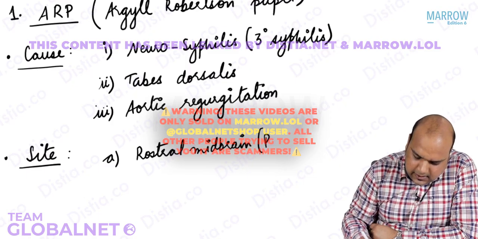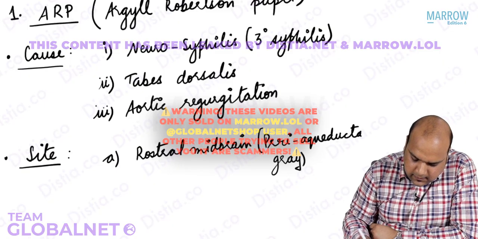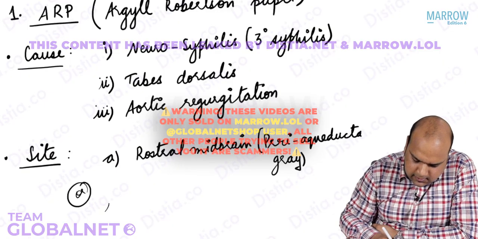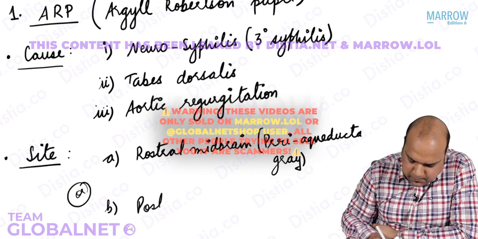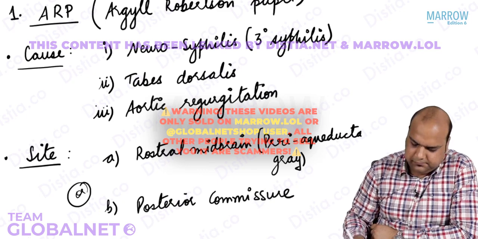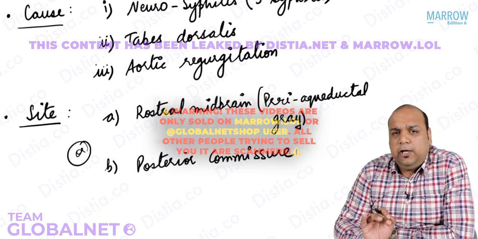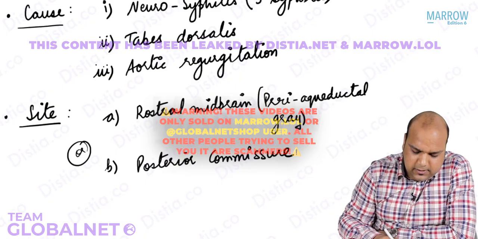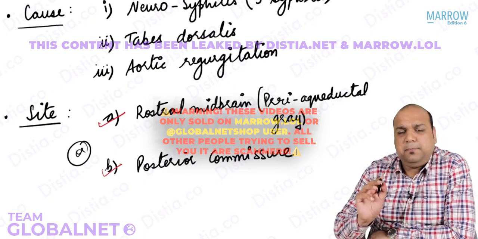In the area which we call as periaqueductal gray matter. Or the answer can be posterior commissure. Okay, so any of the two answers are correct. The better answer is obviously A. The second best answer is B.